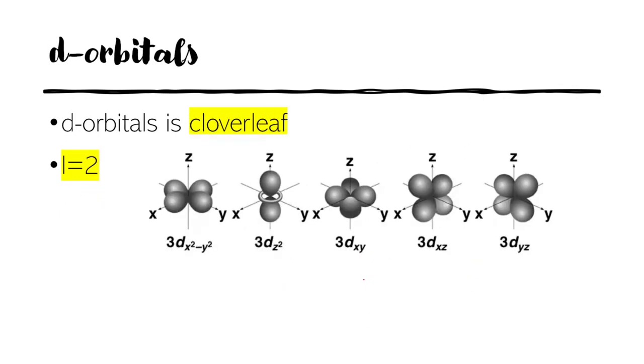Orbital d is cloverleaf, and it happens when L equals to 2. L equals to 2 means that your n must be at least 3. Then you can get 3 minus 1.